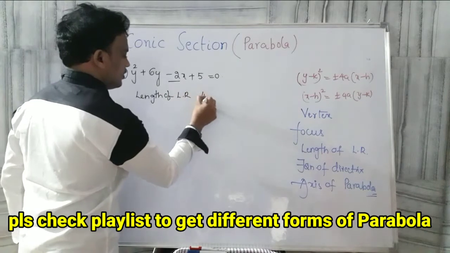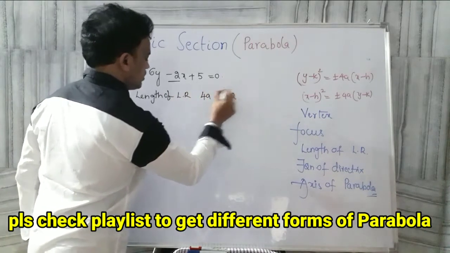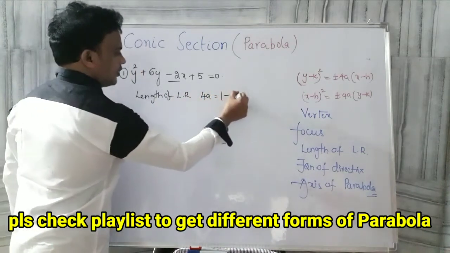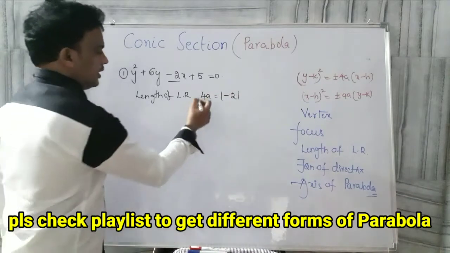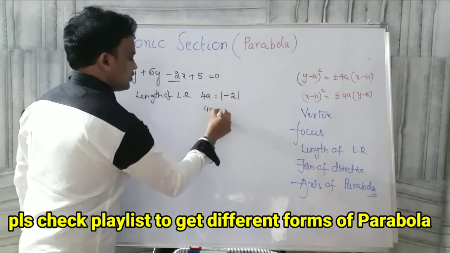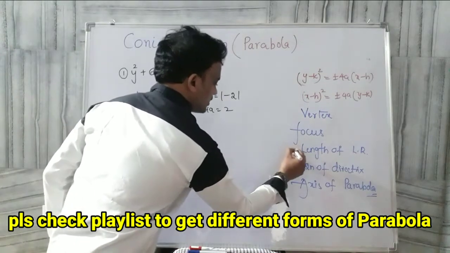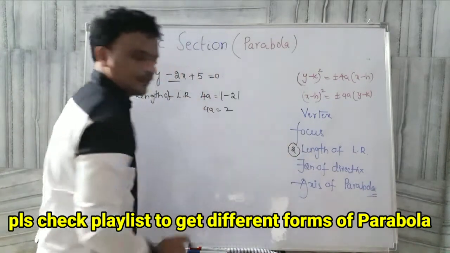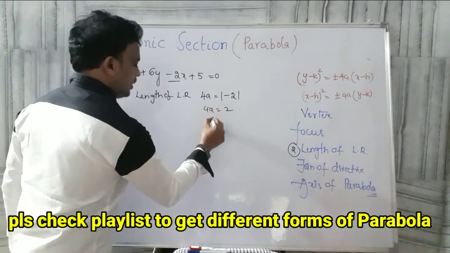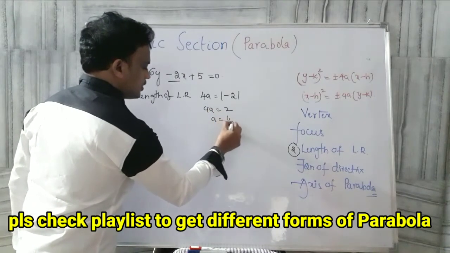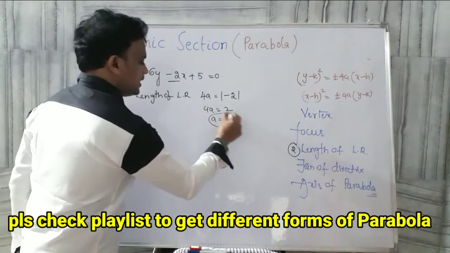So you can denote it with 4a. 4a equals minus 2, which is in length, so take the modulus. 4a is 2. Length of latus rectum is 2. That's it. Then if 4a equals 2, a is 2 by 4, which is 1 by 2. a is 1 by 2.